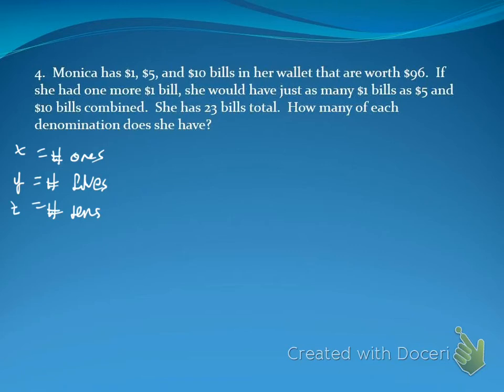Okay, where are our 3 equations going to come from? Well, first of all, they told us that the bills together are all worth $96. Money, right? How much money would you have after you count up the money?